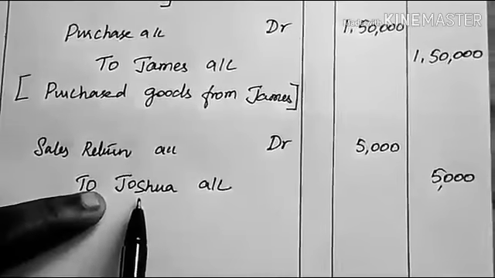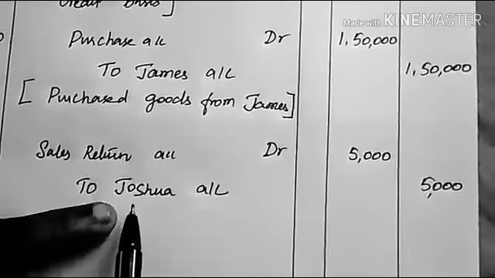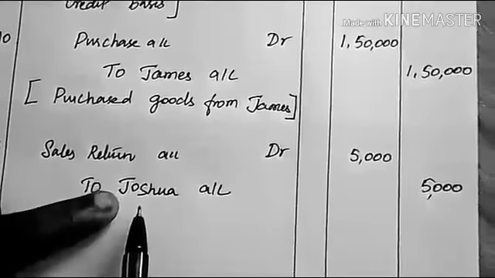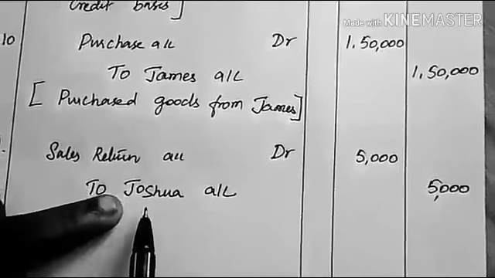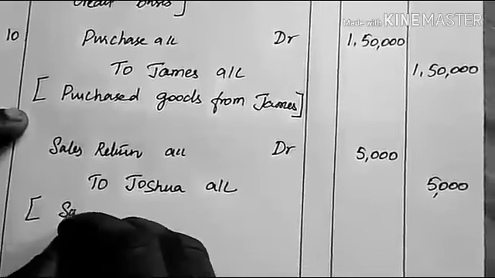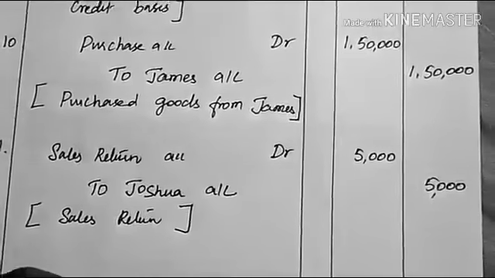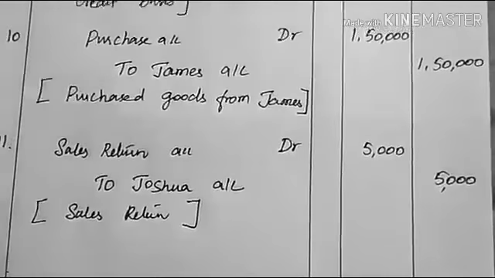Joshua is a personal account. Personal account rule is debit the receiver, credit the giver. You are receiving from Joshua, no? So according to this transaction, Joshua is a giver. So credit Joshua account. Sales return. Then next transaction.